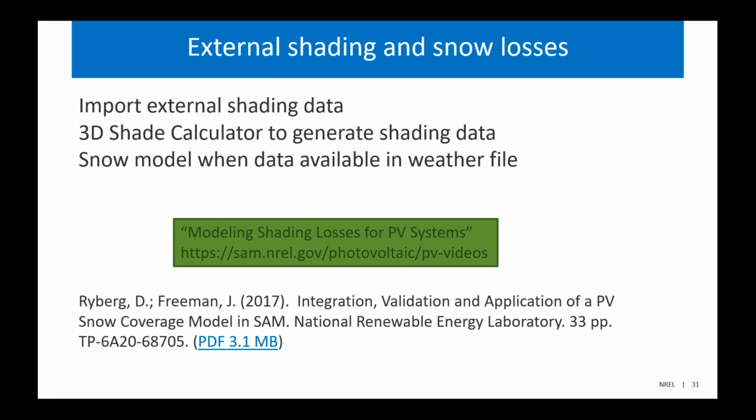Okay, I want to leave some time for questions, so I'll just quickly go through the next items. I didn't spend much time talking about external shading and snow loss. That's because those are covered in a separate video, which is shown here on the PV videos page of the SAM website. But particularly for residential systems, but any type of system, you can import external shading data from shading analysis software or shading analysis tool. SAM has a built-in 3D shade calculator that will generate shading data for you based on a picture that you draw of the array and nearby shading objects.